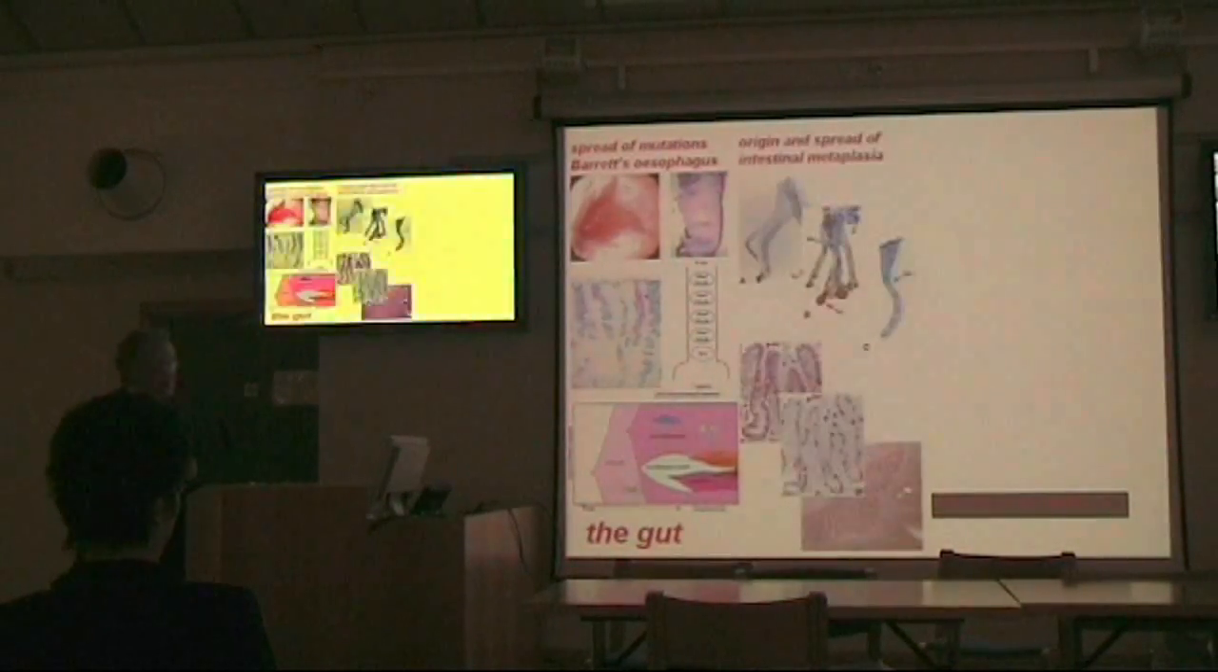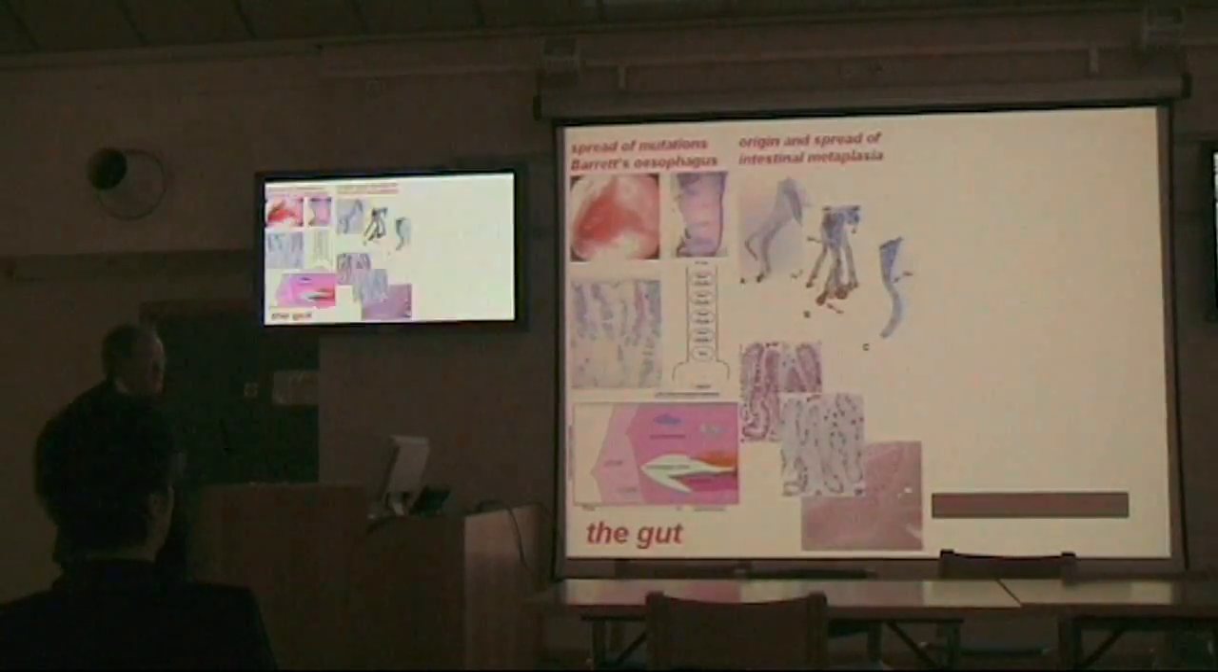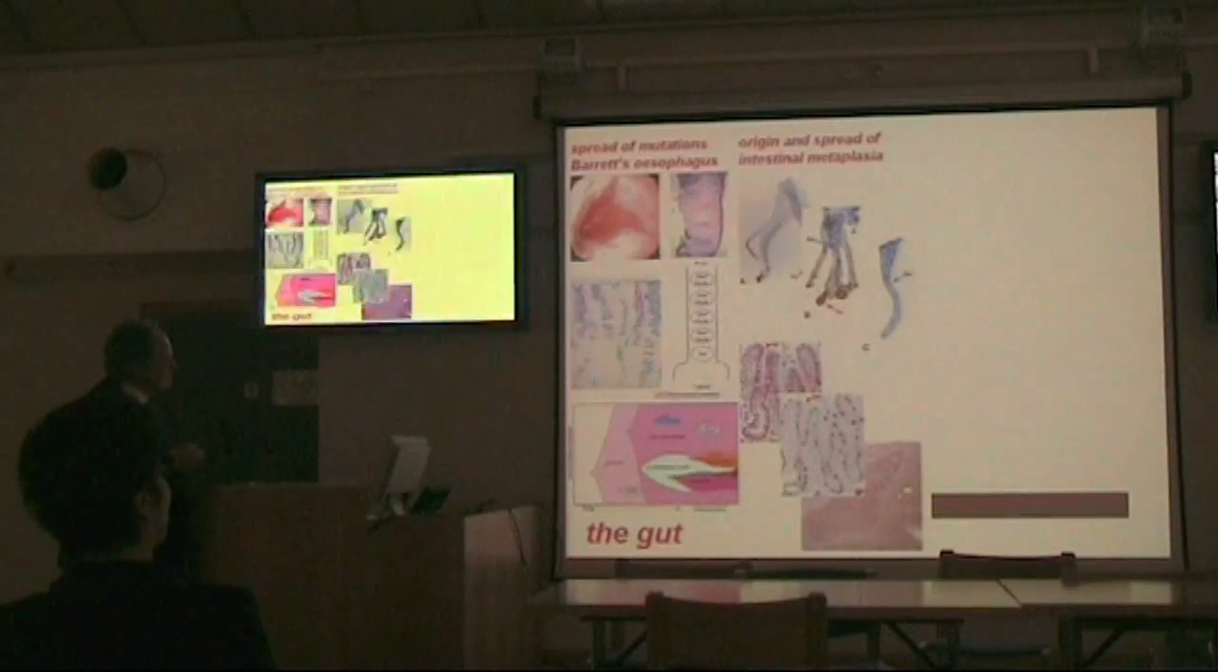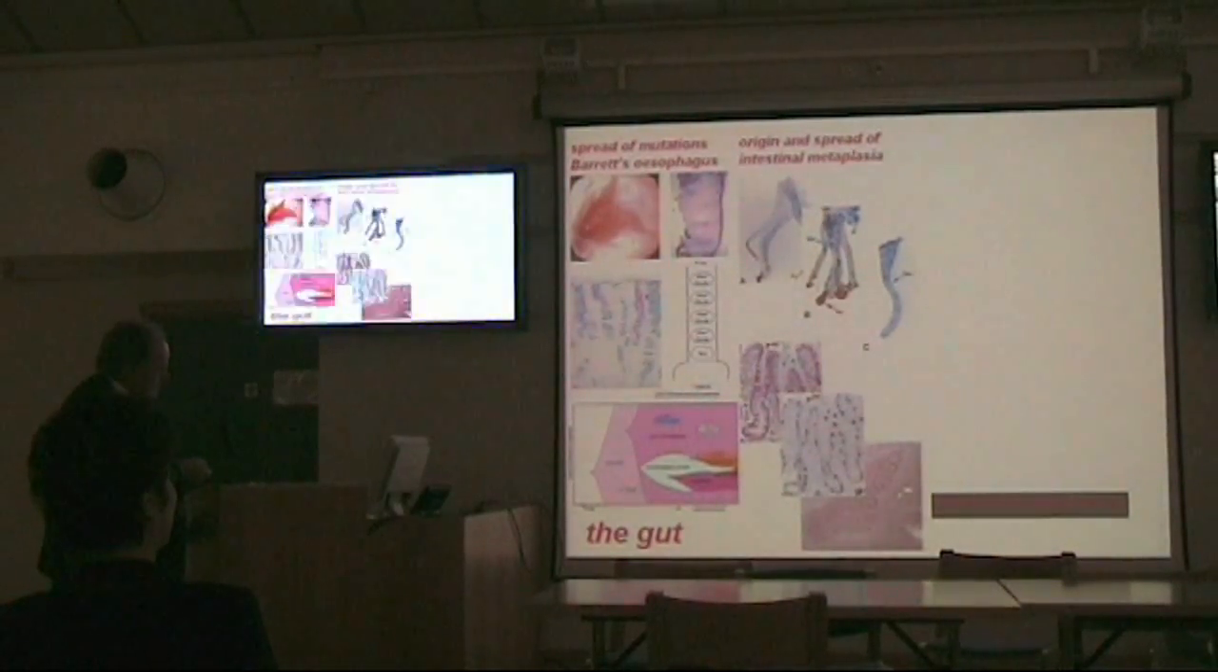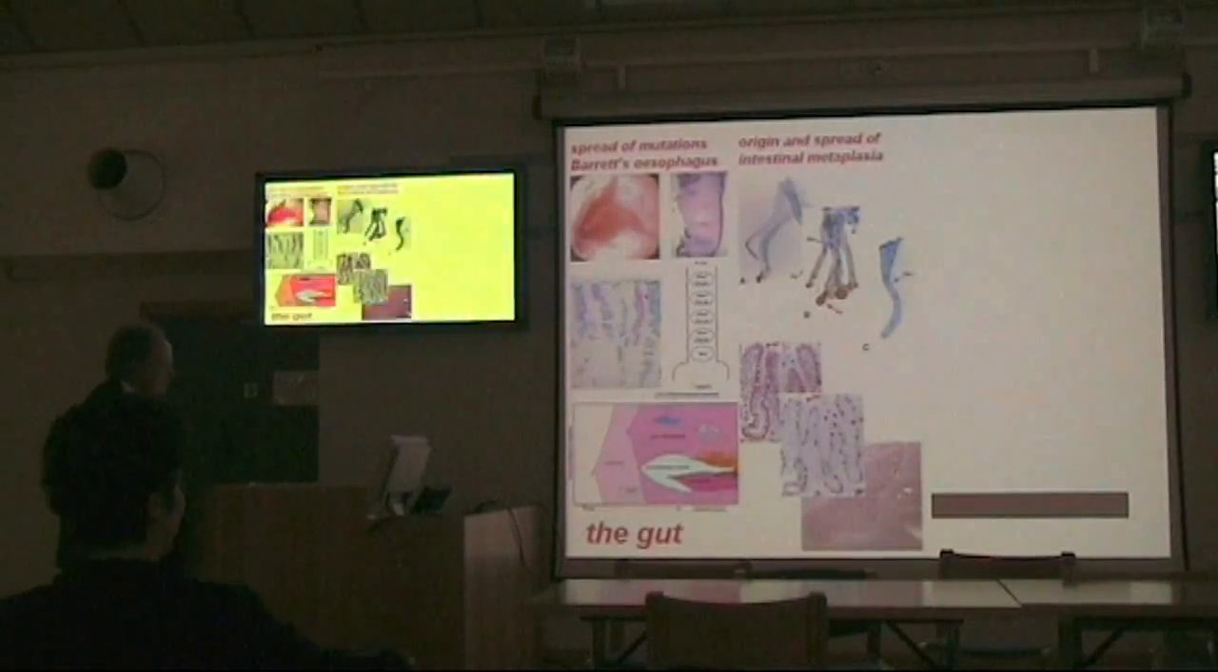Then, of course, you have intestinal metaplasia in the stomach, which is thought to be the forerunner of gastric carcinoma. You get change from the gastric phenotype to the intestinal phenotype. And you see down here there's a patch taken with an endoscope, and so this spreads as well.